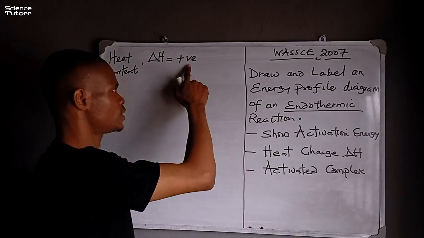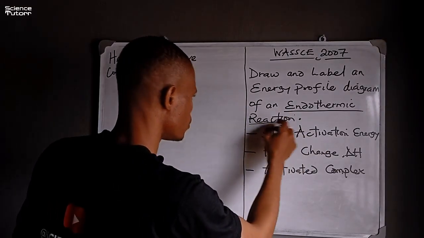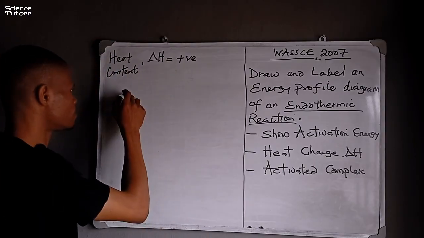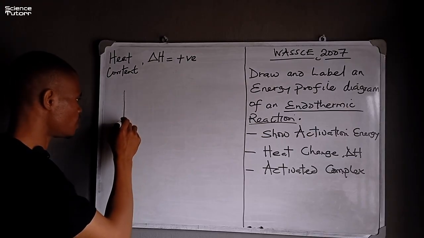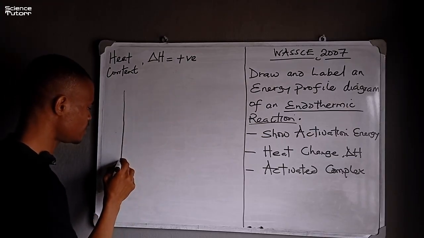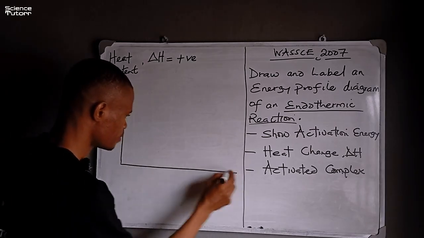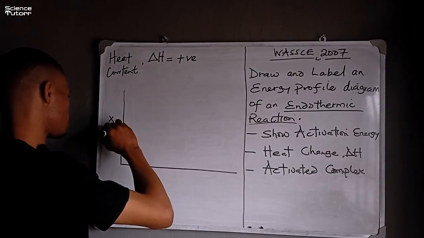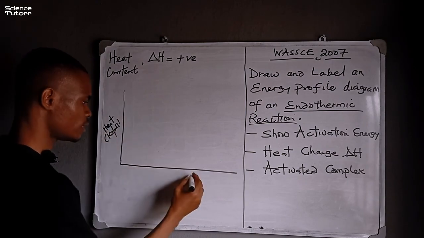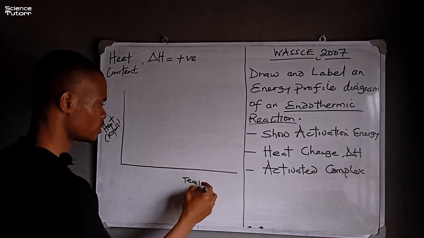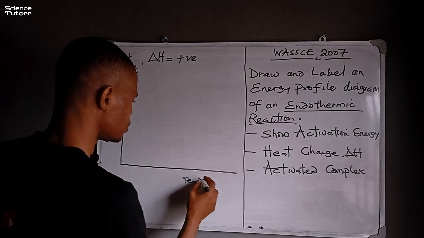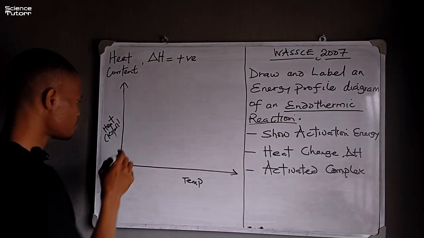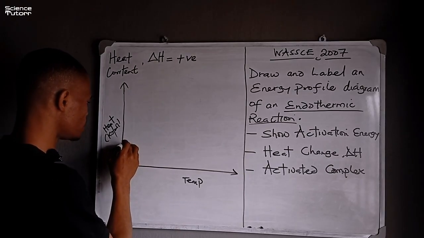Now, knowing that delta H is positive for endothermic reaction, what this simply means is that if I'm to draw the energy profile diagram, it's going to take this shape. I have my heat energy as heat in kilojoule per mole against reaction pathway. Let's use a temperature in this case. Okay, now drawing the energy profile diagram, I will have something of this nature.